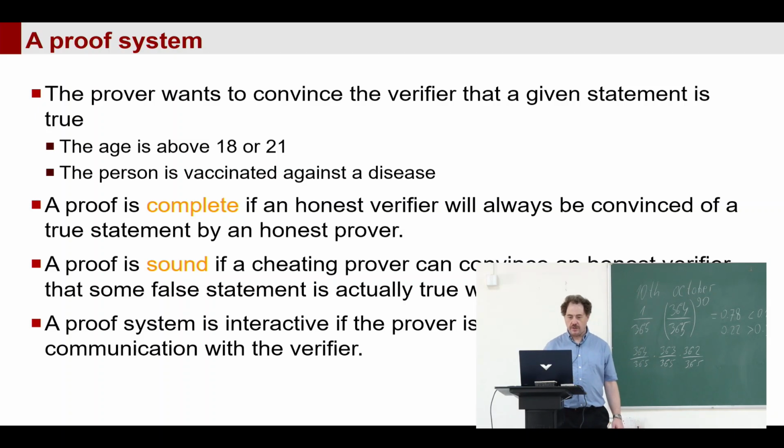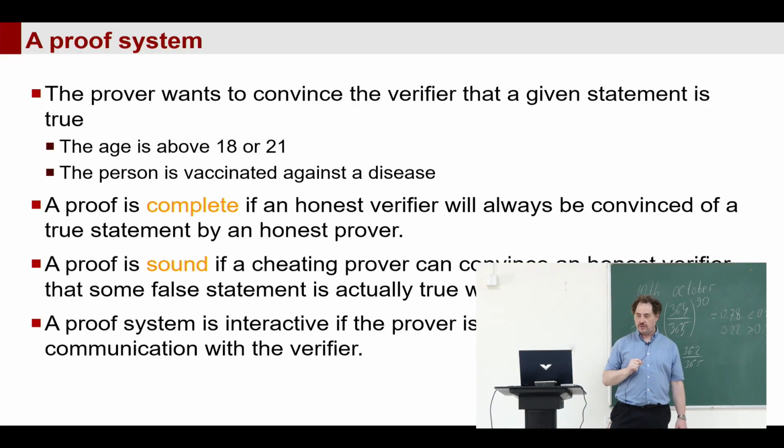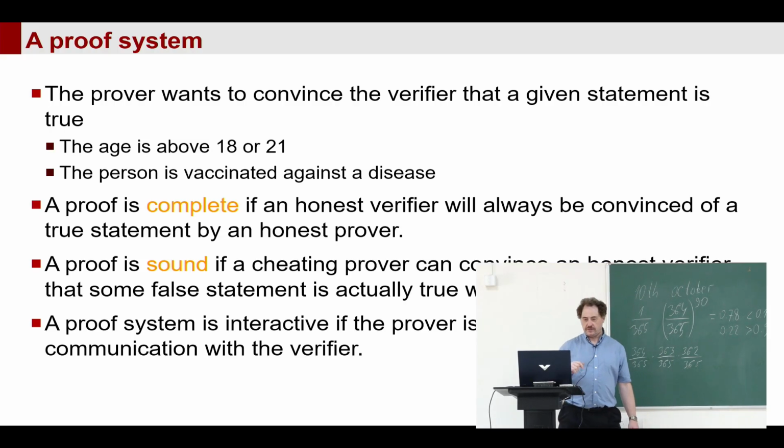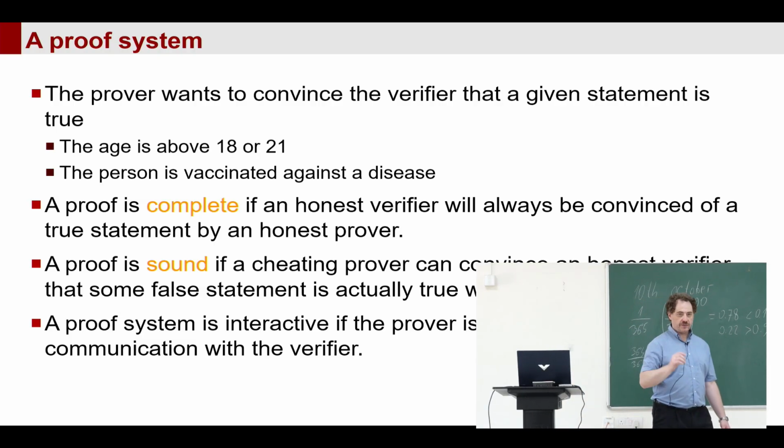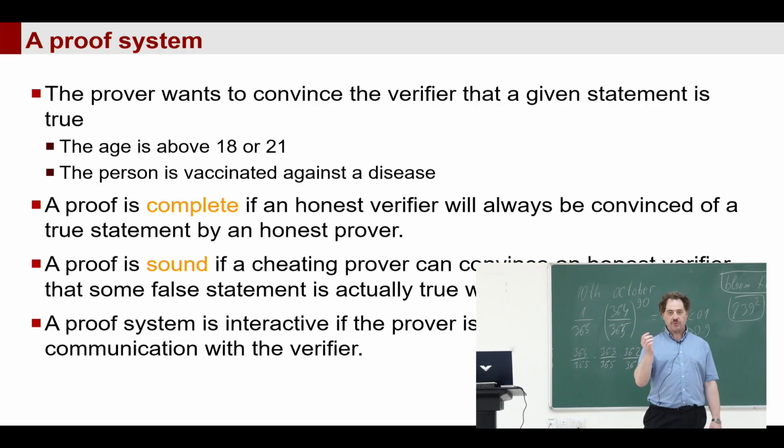So, for example, I want to buy alcohol in a store. I need to provide the proof of age, right? I want to convince the verifier that my age is within a certain range. I want to provide the proof that a person is vaccinated against a certain disease. That's a proof. I want to convince you that I possess some secret key. That's a proof.